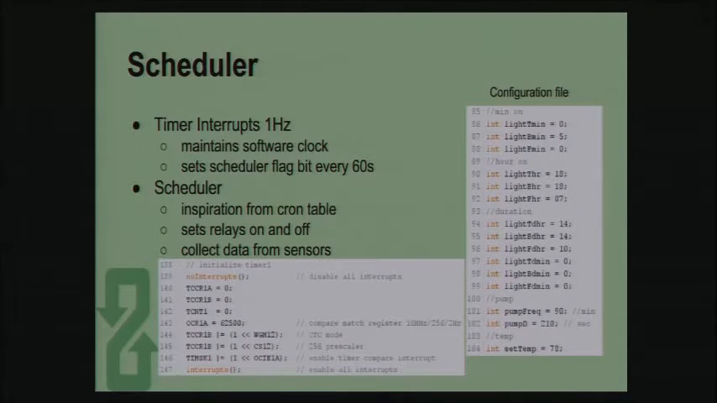All right, now we're getting to the code. We're getting to the good stuff. The scheduler here runs at 1 hertz. That means 1 time per second. This counts time in a software clock. Basically, it'll count seconds, minutes, and hours. And so every 1 minute, it will tell the scheduler, hey, check if anything needs to be turned on, check if our pump needs to run or our lights need to change. And this inspiration came from the Linux cron table, and kind of mimics that in this code up here.